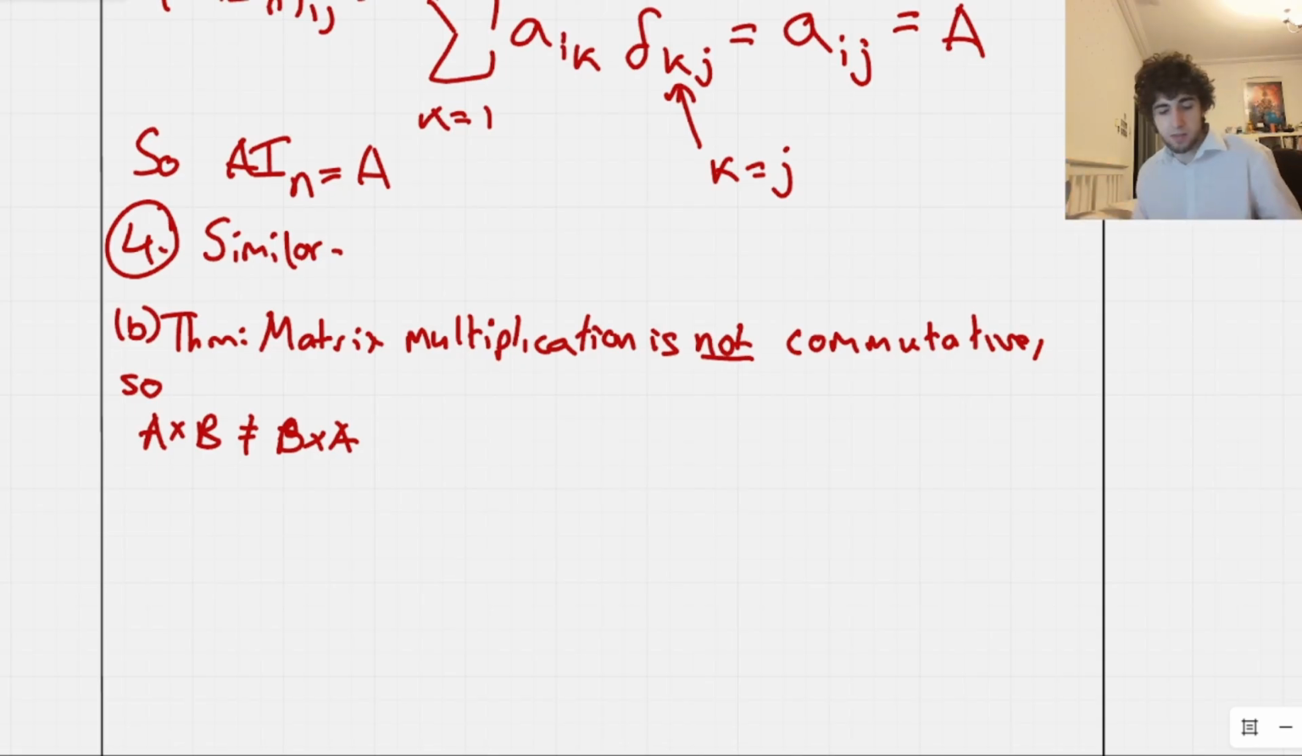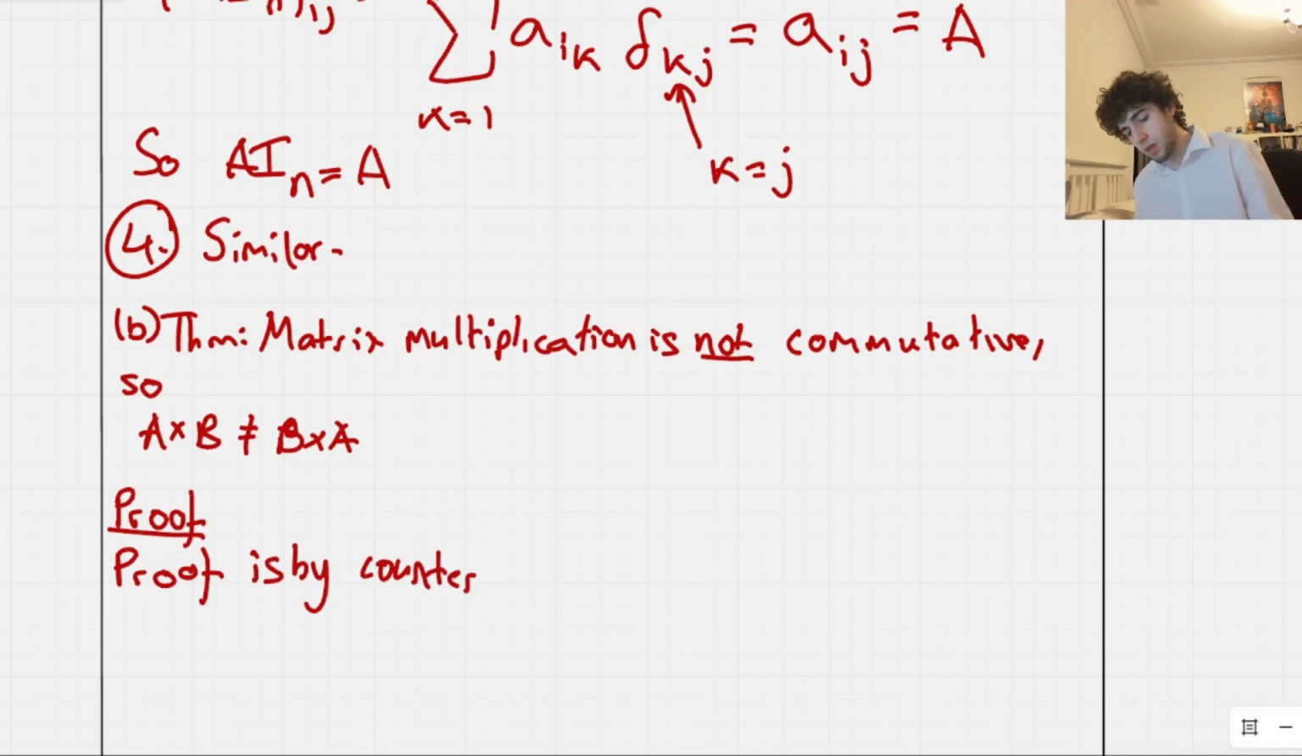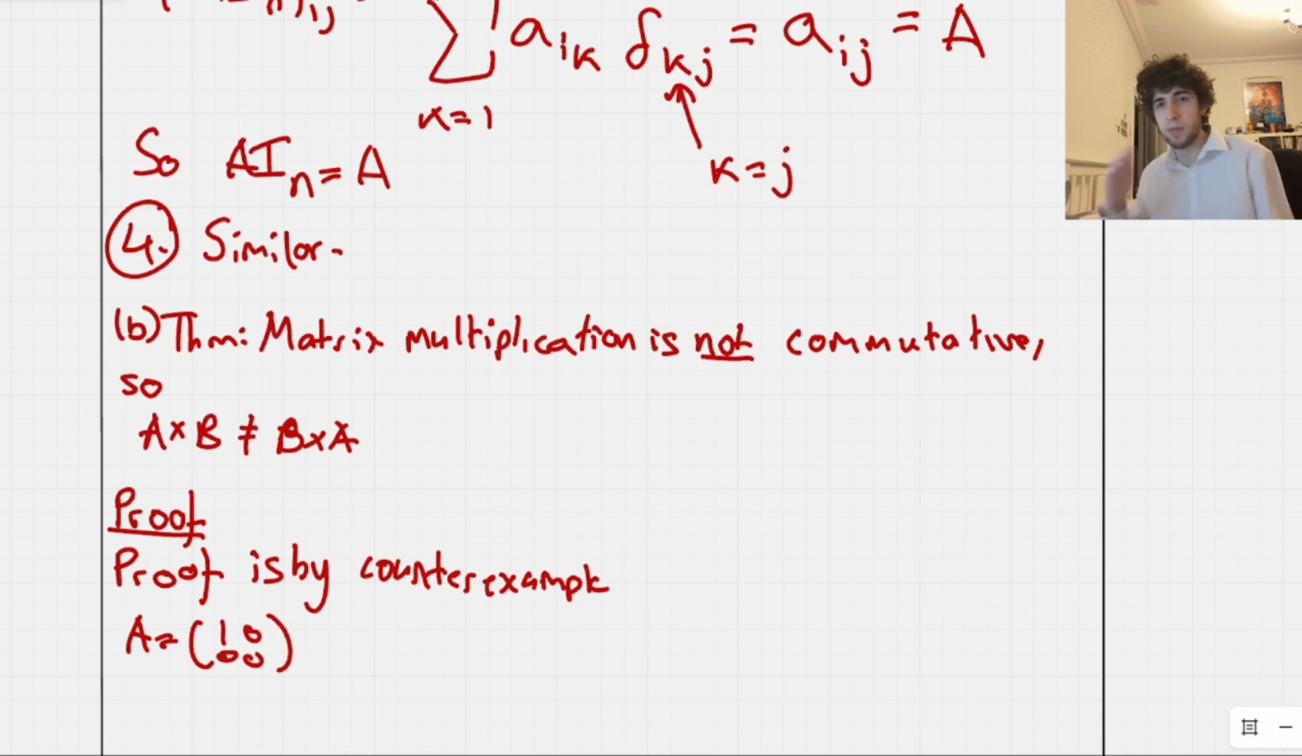So this is fine. But can we prove it? Well, the proof is simple. The proof is by counterexample, right? If we can just find a counterexample, then we're done. We know matrix multiplication is not commutative. Right, so for this counterexample I took A equal to 1, 0, 0, 0. And whenever you have a counterexample, try and keep it as simple as possible first, and then look for alternatives, which might be more complicated.